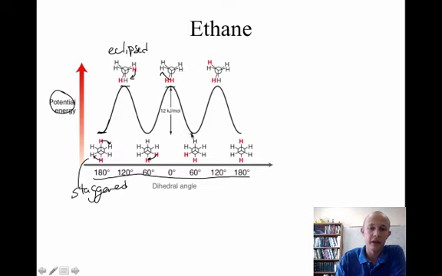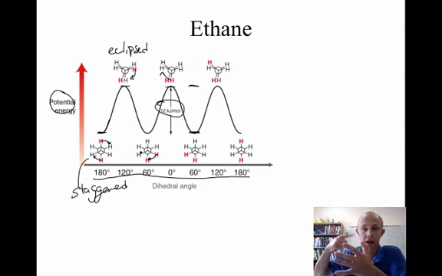Notice the difference in energy between the lowest energy and the highest energy: 12 kilojoules per mole between these two conformations. But actually there's plenty more energy than that available at room temperature, so ethane is constantly spinning around really, really fast, going through both these eclipsed and staggered conformations all the time at room temperature.